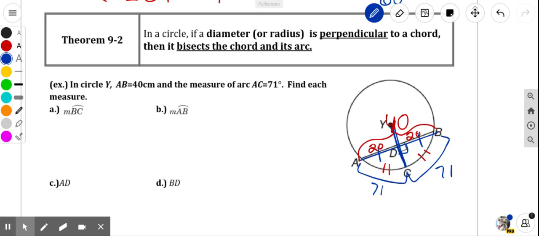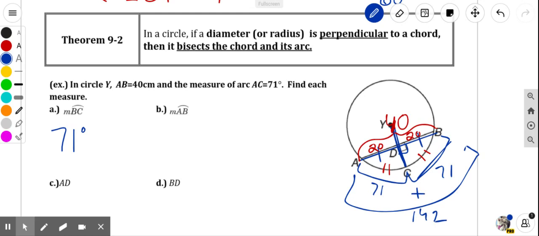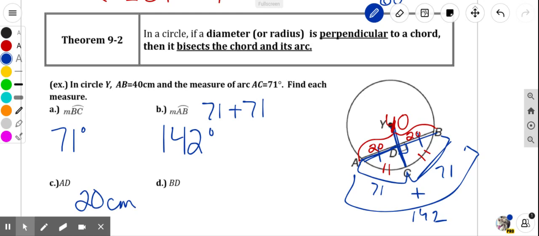So now we can answer the measure of arc BC. We can see here we already labeled it as 71 degrees. The measure of arc AB, this whole thing, you would just add 71 and 71 to get 142. I'll put over here, we did 71 plus 71. And then segment AD, we already labeled as 20. And again, that was because it was cut in half. And then BD is also 20 centimeters. Okay, so that's the second theorem about arcs and chords. There's one more theorem that we'll talk about, and then I'll do a few examples for you.